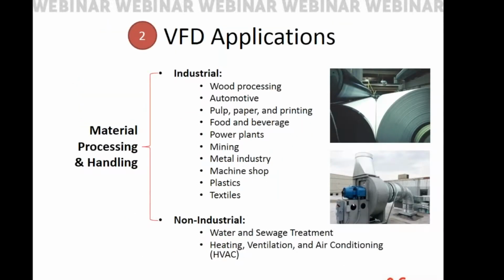Typical applications for these type of drives, variable frequency drives, are material processing and handling. For industrial applications, this would be wood processing, the automotive industry, pulp, paper, and printing, food and beverage plants, power plants, mining, metal industry, machine shops, plastics, and textile plants. Non-industrial would include water and sewage treatment plants, heating, ventilation, and air conditioning. Believe it or not, in many homes today, we use VFDs.